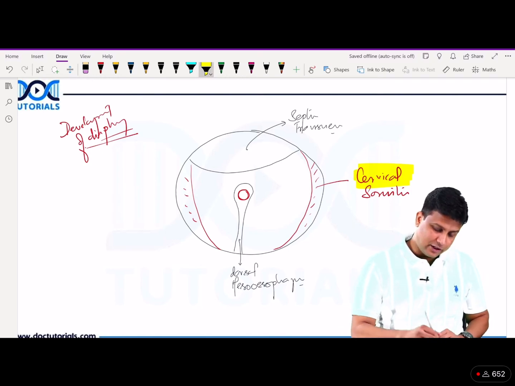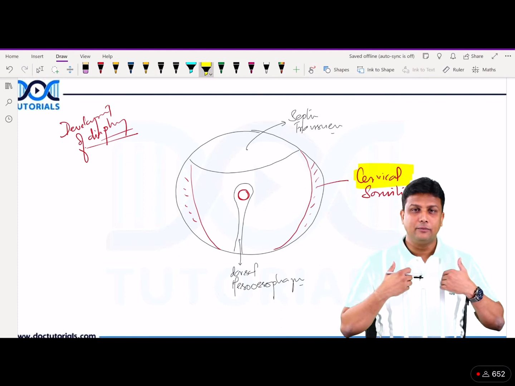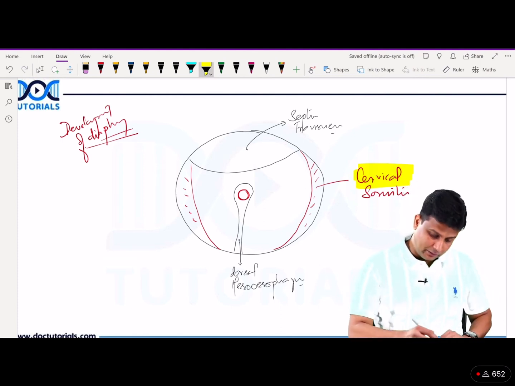And whatever is left out here is the pleuroperitoneal membrane. Above you have the pleura, below the peritoneum, the pleuroperitoneal membrane, guys.